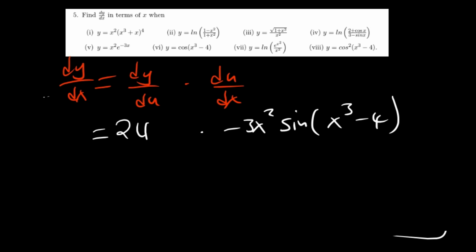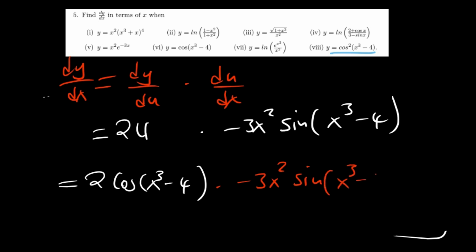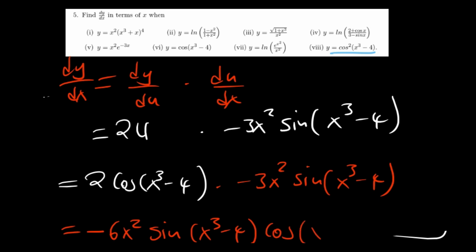Now our u is basically whatever was in the brackets, right? So that would be 2 cosine of x to the power 3 minus 4. Now we are multiplying by negative 3x squared sine of x to the power 3 minus 4. So this time we're going to get negative 6x squared, sine of x to the power 3 minus 4, cosine of x to the power 3 minus 4. So that is our derivative by applying the chain rule there. If you think you can simplify it further than this, please feel free to go on. Alright.